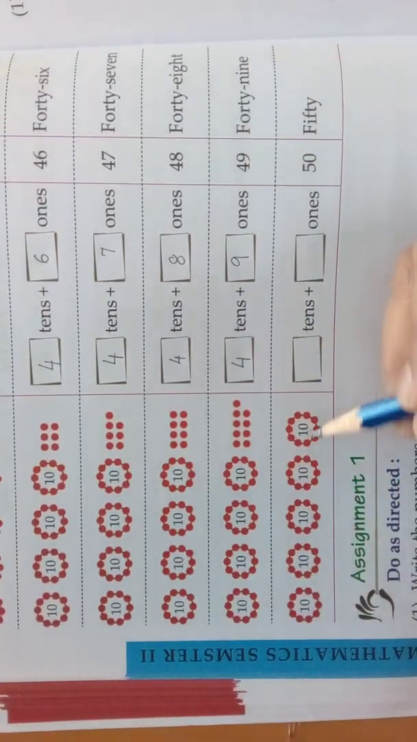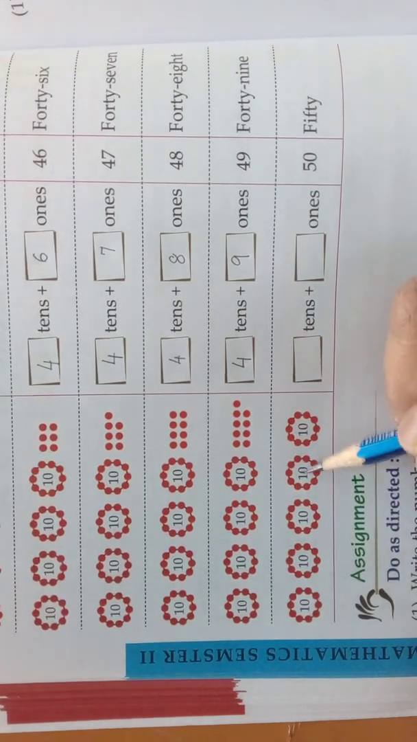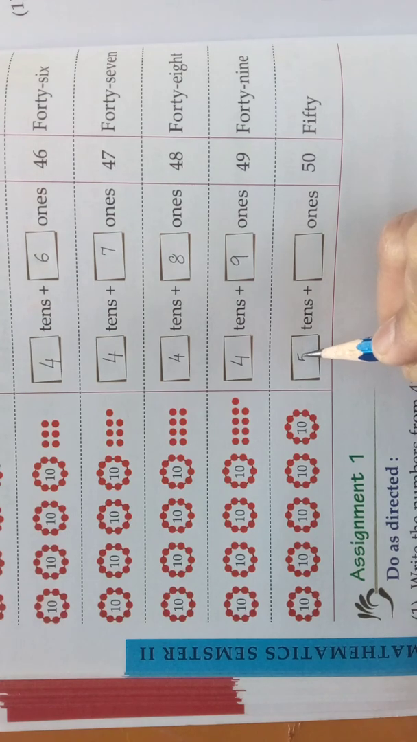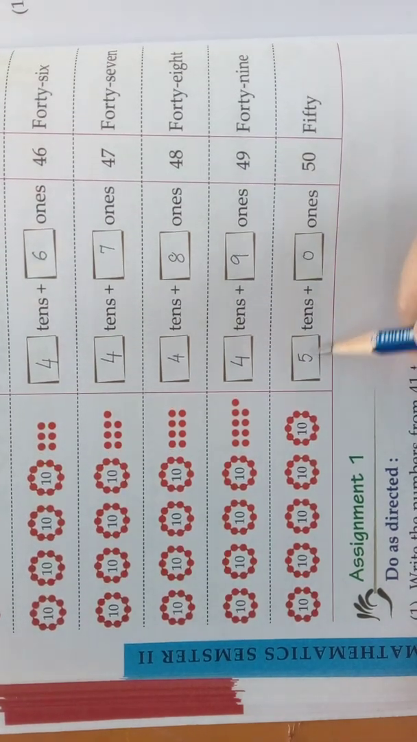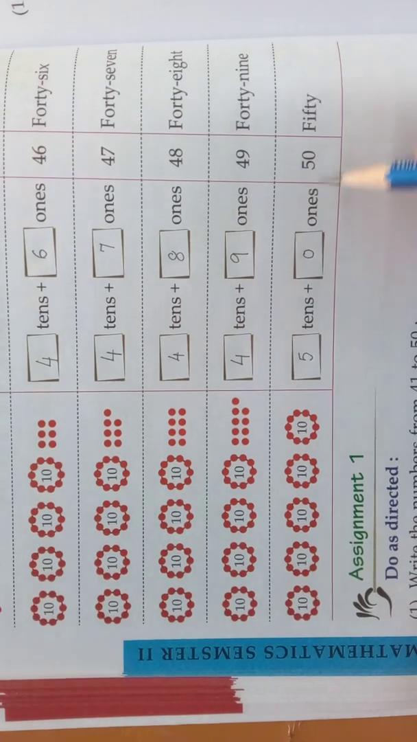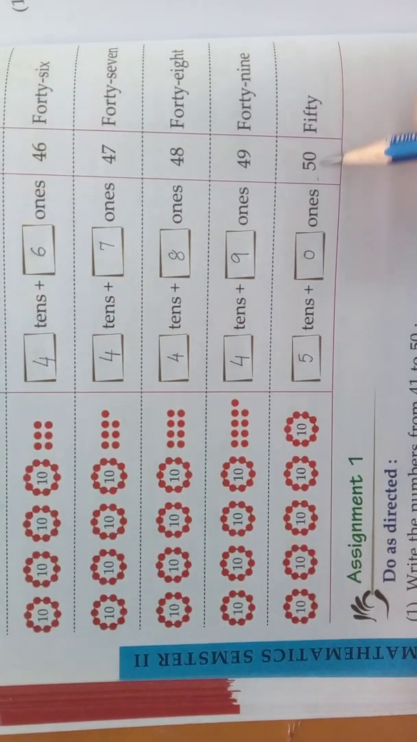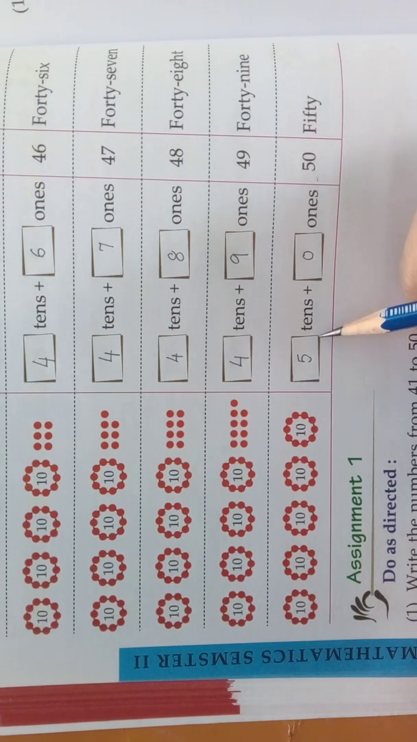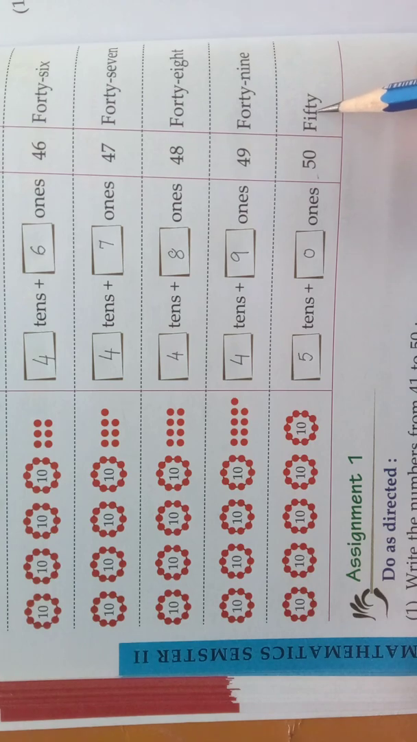Look here, how many tens are there? 1, 2, 3, 4, 5. There are 5 tens. How many ones are there? There are 0 ones. So 5 tens plus 0 ones makes 50. 5 tens plus 0 ones makes 50.